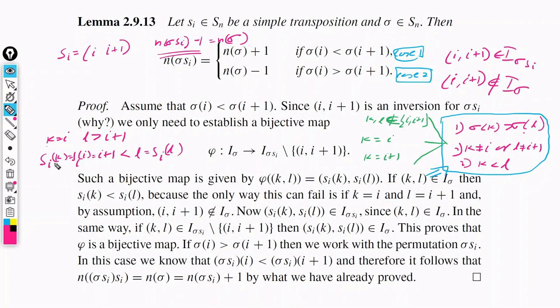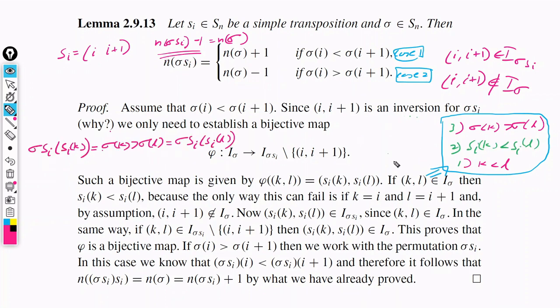When k equals i+1, s_i of i+1 is i. So of course i is less than i+1. That's all. So anyway, in all these cases, whenever (k,l) belongs to I(sigma), then s_i of k is less than s_i of l. Okay, so we can conclude that if (k,l) belongs to I(sigma), the first one, k should be less than l. This belongs to I(sigma) means sigma of k is greater than sigma of l. And extra, we have now one more condition, s_i of k is less than s_i of l.